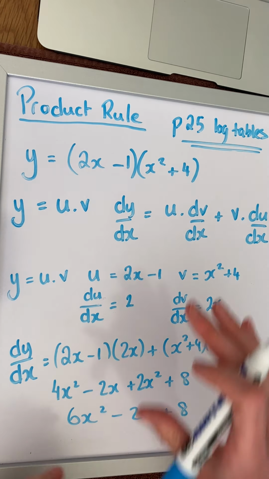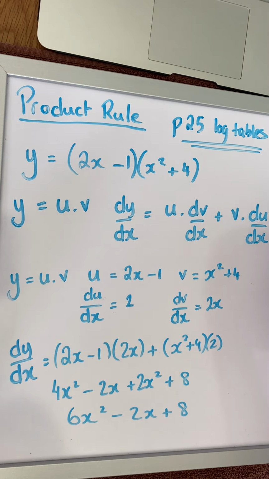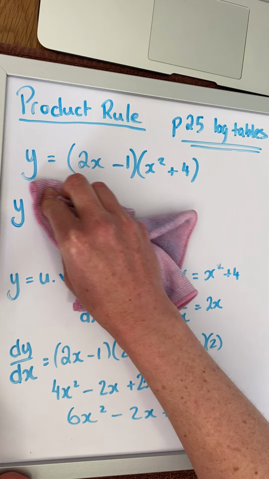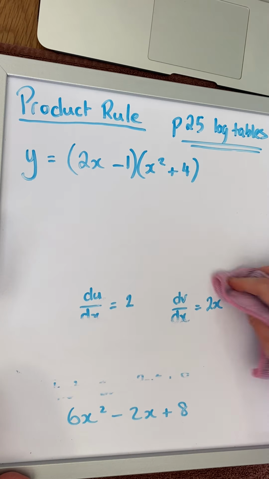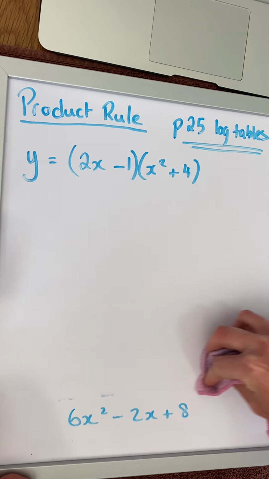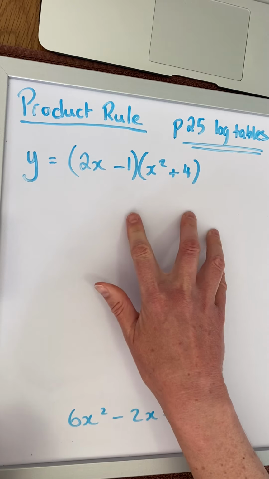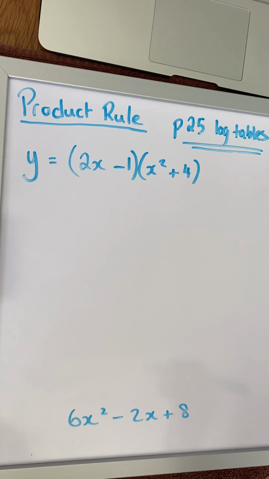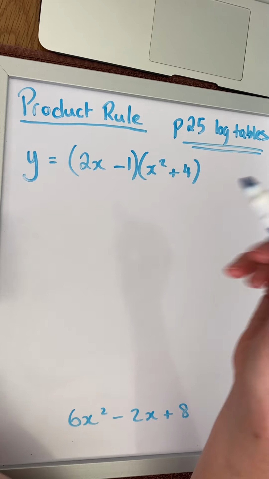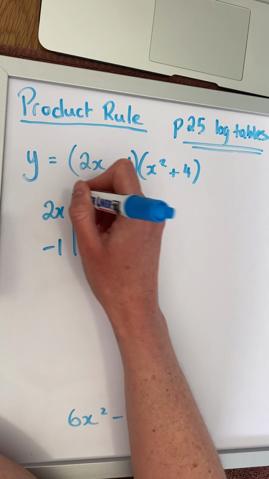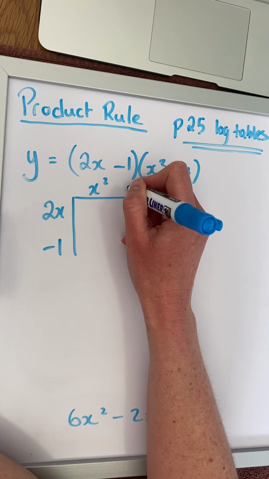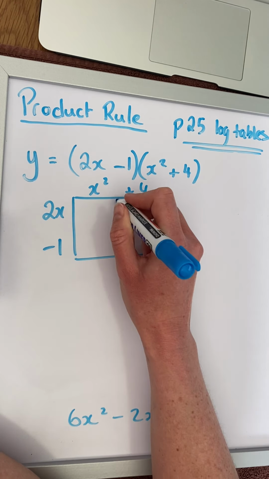Now, that's using the product rule, which is a fully valid way of finding the derivative. We also have the option of simply multiplying it out. So I'm going to leave my final answer here, and we'll see if we get the exact same answer if we multiply the brackets out first and then differentiate as a second step. So when we're multiplying this out, we use our array method here.